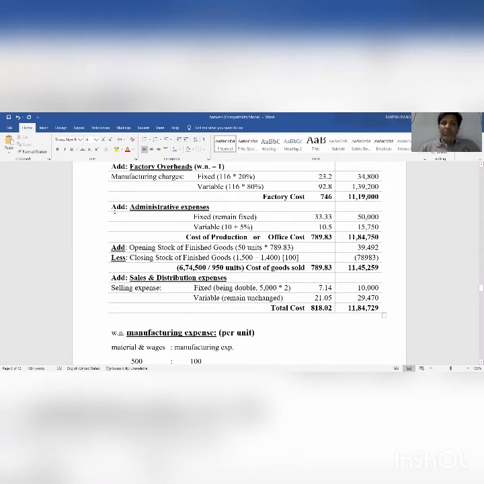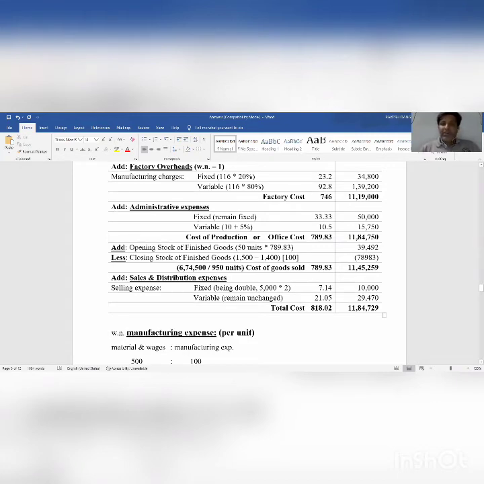Then we have to add administrative expenses. There is also an allocation in administrative expense, fixed and variable. As per information number 4, the fixed administrative charge will remain fixed, but variable administrative charges will increase by 5%.